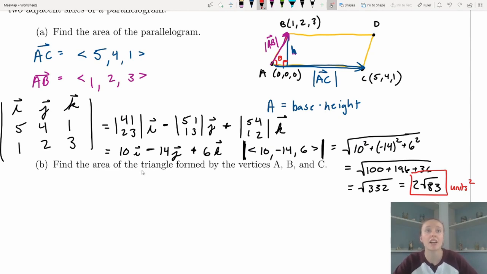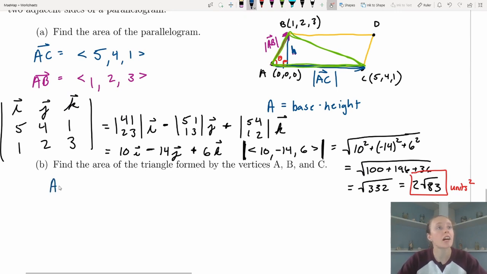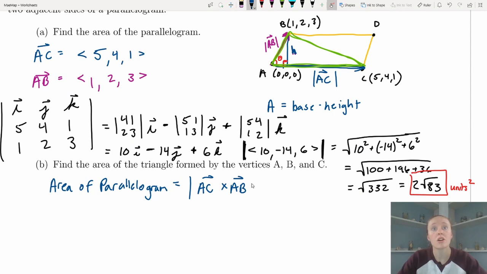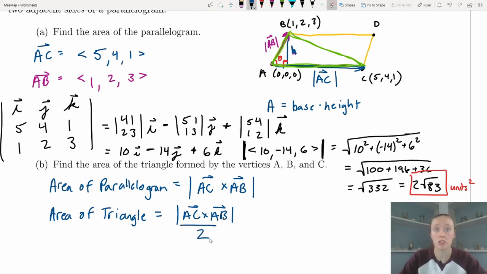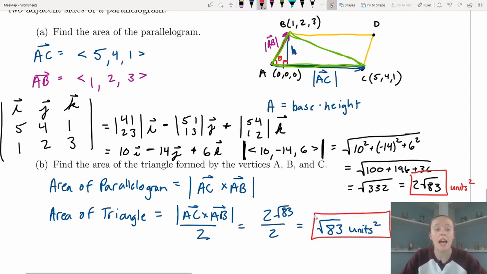Now in part B, it says to find the area of the triangle formed by the vertices A, B, and C. If we're looking at this picture, if we were to draw the triangle A, B, C, we would have half of the parallelogram. So if the area of a parallelogram is going to equal the magnitude of AC crossed with AB, then the area of the triangle is going to be the magnitude of that cross product divided by 2. So all we have to do is divide 2 root 83 by 2 to get root 83, or the square root of 83, units squared. That's the area of our triangle.